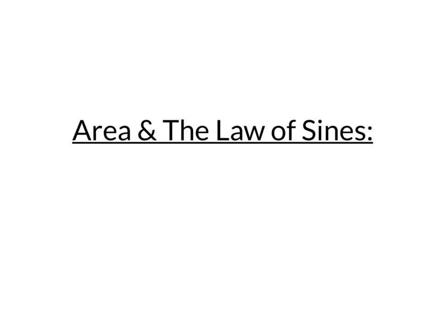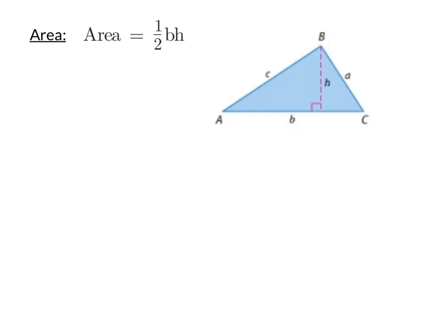I want to take a look at two topics here, area of a triangle and the law of sines. We should note that the area of a triangle is 1/2 base times height. But what if we don't exactly know what that height is? Maybe we have all the other measurements for it, but we don't know what that height is.